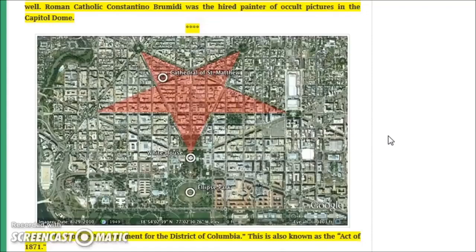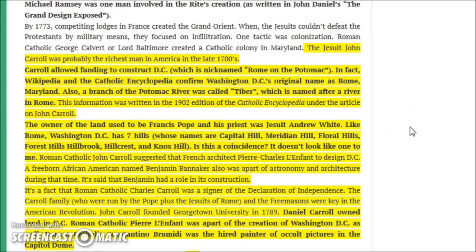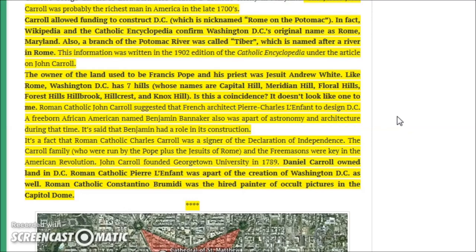All right, so going up here to how did District of Columbia get its name, or how did Washington, D.C. get its name? So here we read that the Vatican has been involved. The Jesuit John Carroll was probably the richest man in America in the late 1700s. Carroll allowed funding to construct DC, which is nicknamed, quote, Rome on the Potomac. In fact, Wikipedia and the Catholic Encyclopedia confirm Washington, D.C.'s original name as Rome, Maryland. Also, a branch of the Potomac River was called the Tiber, which is named after a river in Rome. This information was written in 1902 edition of the Catholic Encyclopedia on the article on John Carroll.